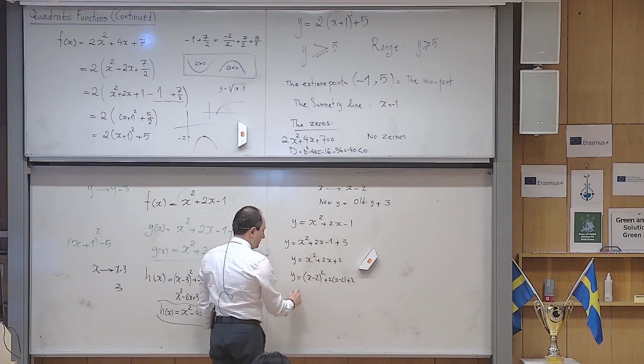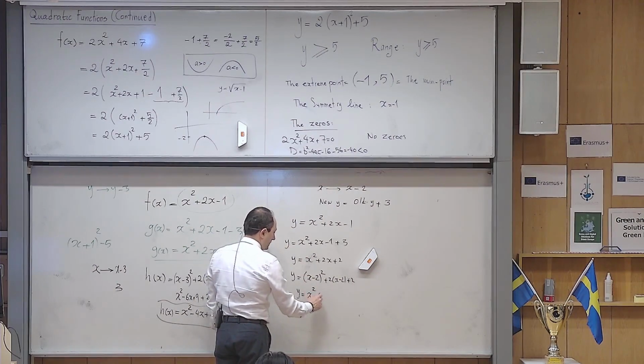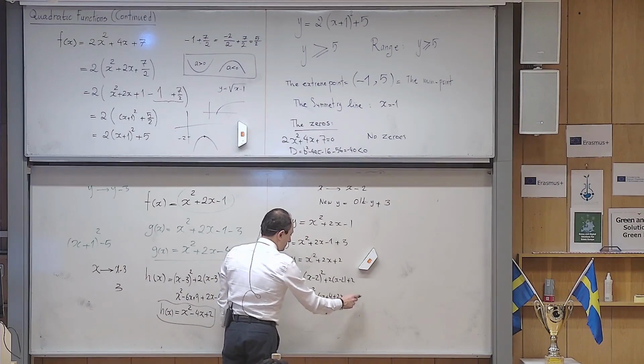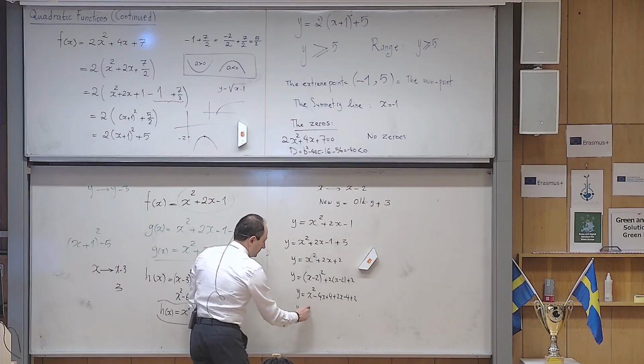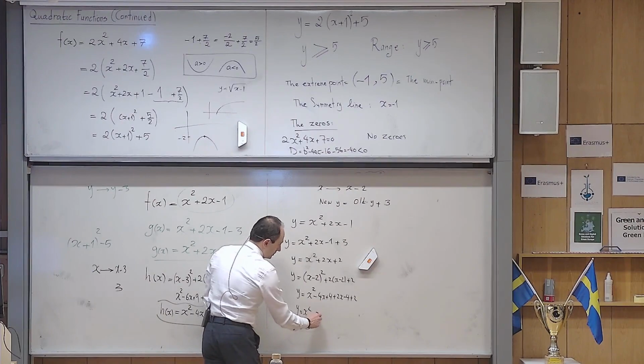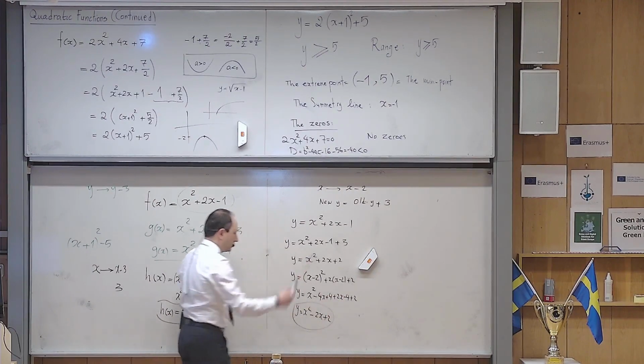So then I simplify it. I don't leave it like this. So it becomes x to the power of 2 minus 4x plus 4 plus 2x minus 4 plus 2. Then it becomes x squared minus 2x. 4 and 4 are gone, plus 2. So if I haven't done something wrong, this should be the answer.